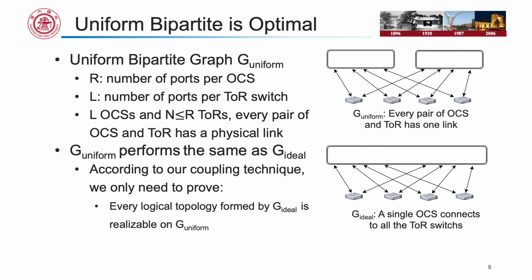To prove the optimality of this uniform bipartite graph, we show that this physical topology attains the same performance as the ideal physical topology. In the ideal physical topology, we assume that there is a gigantic OCS, and all the TORs are connected to this gigantic OCS. According to our coupling technique, we only need to prove that every logical topology formed by this ideal physical topology is realizable on top of the uniform topology.